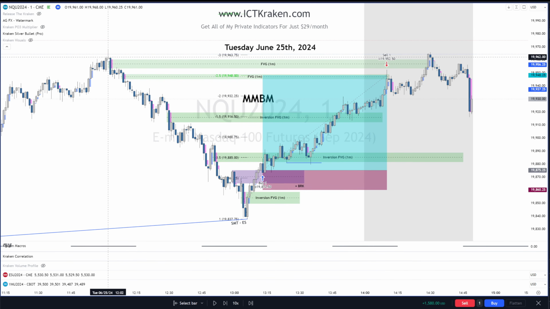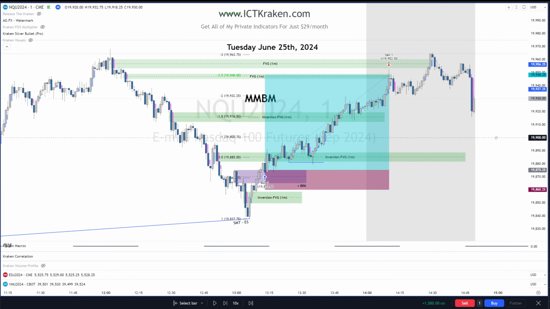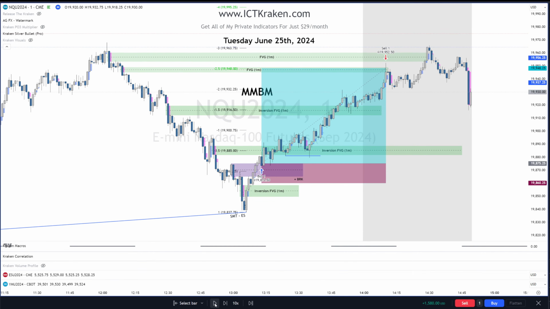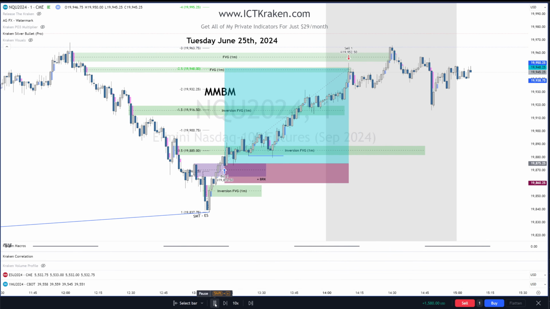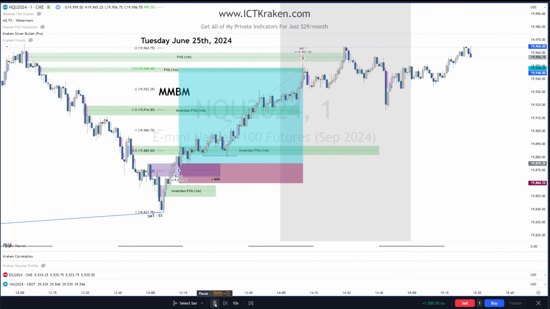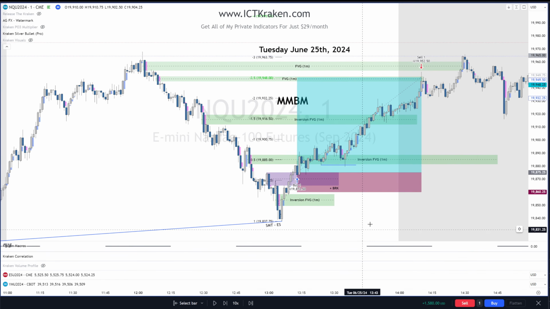It's a rejection block here. Rejection block works, and I don't know where this goes after that. Let's play this just to see what happens here, if it comes back up or not. It does. Okay. So that is your inversion fair value gaps holding price.